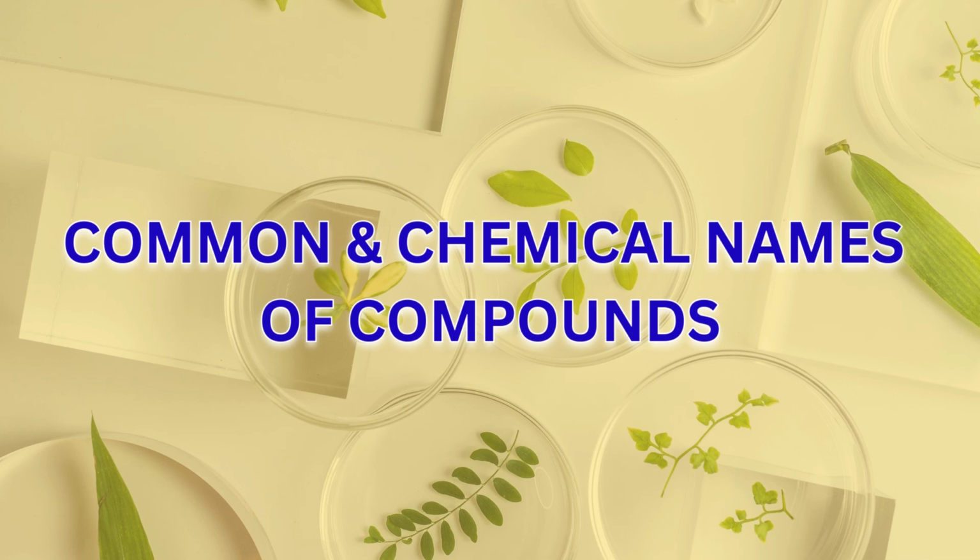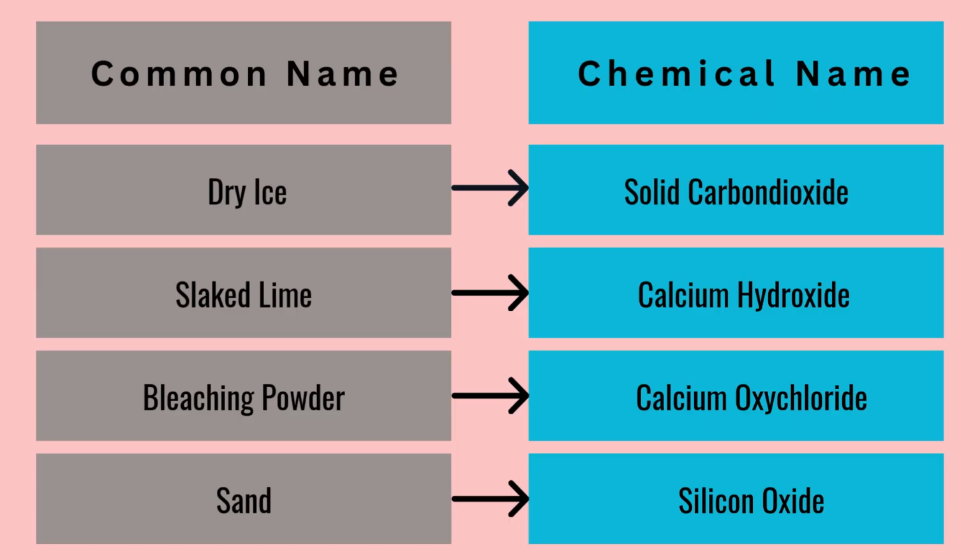Then we learn about common and chemical names of compounds. Common name and its respective chemical name. First, dry ice. Its chemical name is solid carbon dioxide. Slaked lime. Chemical name is calcium hydroxide. Bleaching powder. Chemical name is calcium oxychloride. Sand. Chemical name is silicon dioxide.